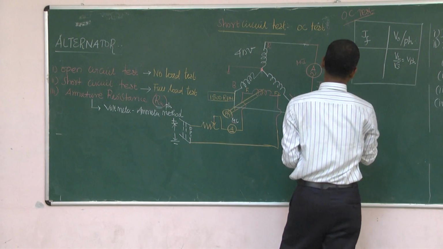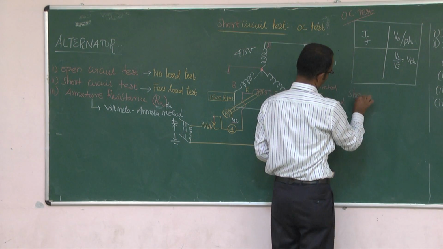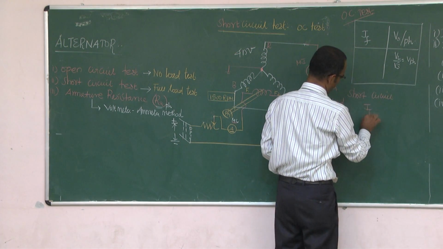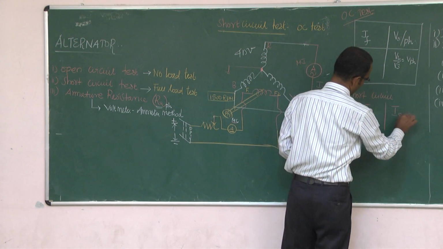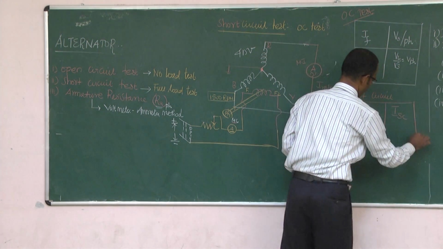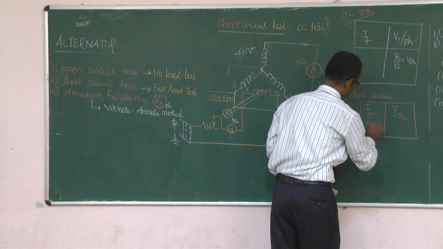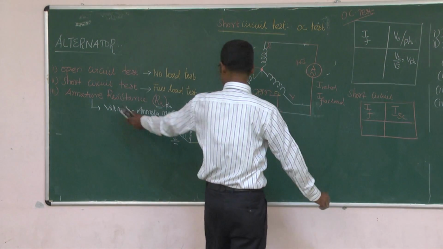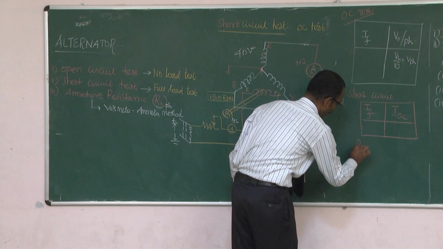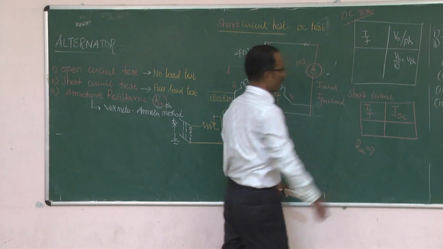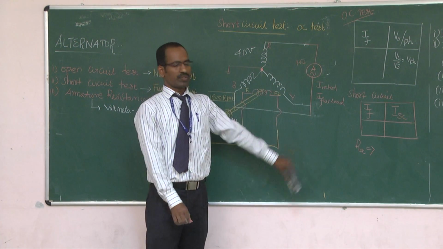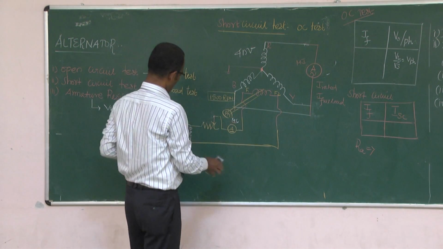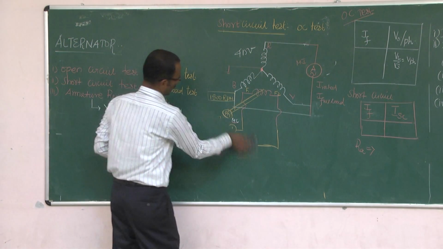From the short circuit test, we will get the data, which is the field current and the short circuit current. Then we have already measured the armature resistance value here. RA value is already found. By using these three data, we are able to find the voltage regulation. How to find the voltage regulation? By using this data.